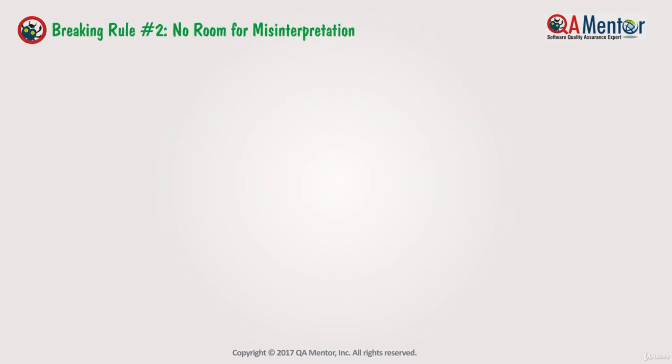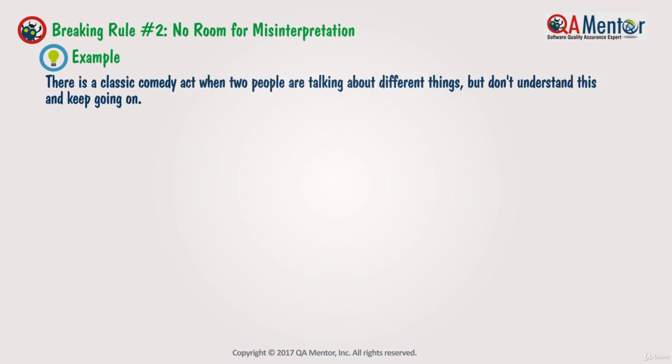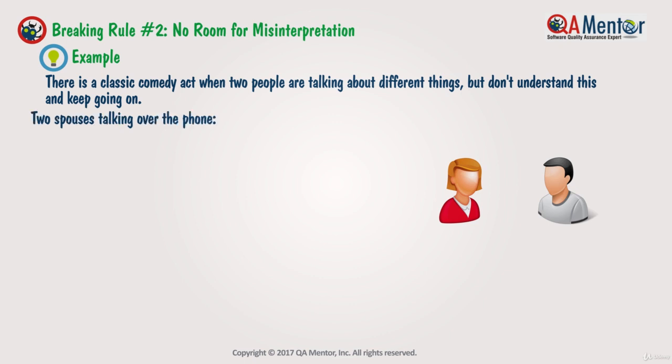Breaking rule number 2, no room for misinterpretation. Example: there is a classic comedy act when 2 people are talking about different things, but don't understand this and keep going on. 2 spouses talking over the phone.